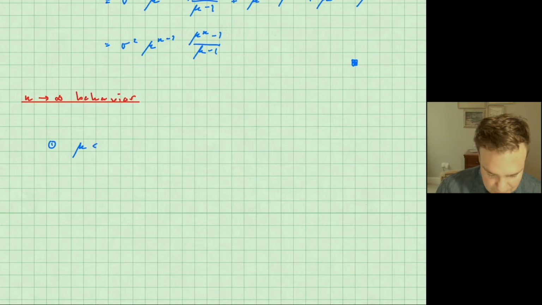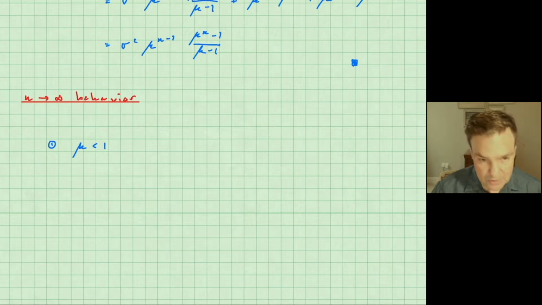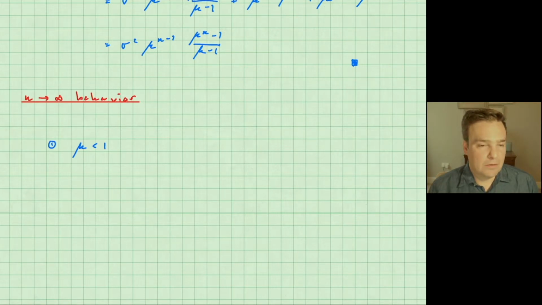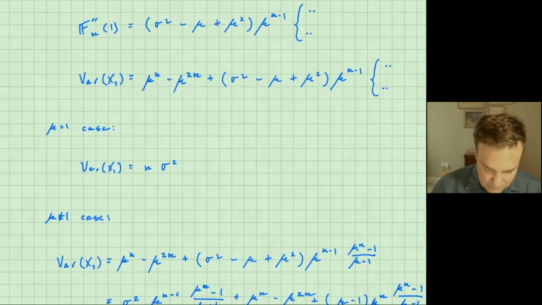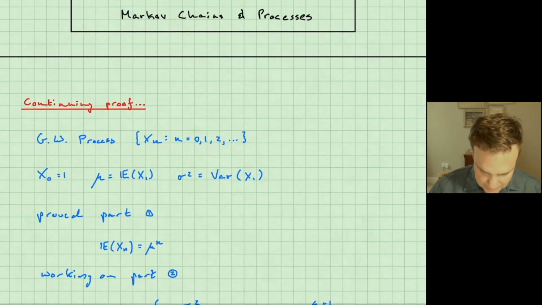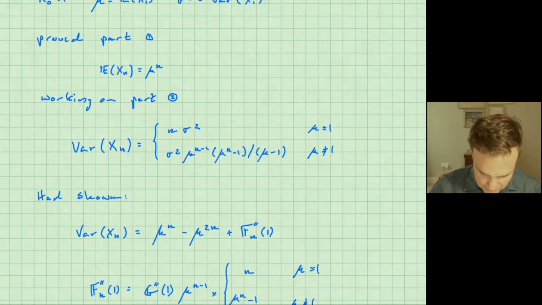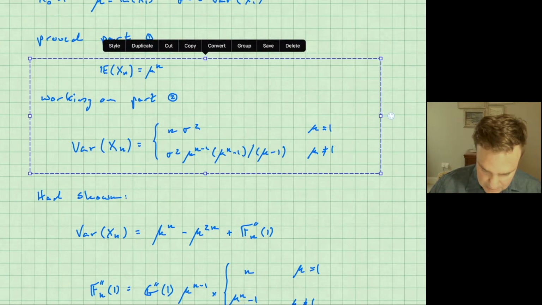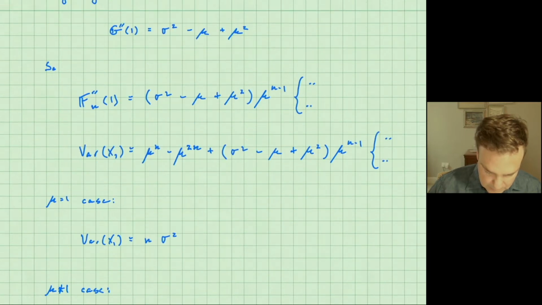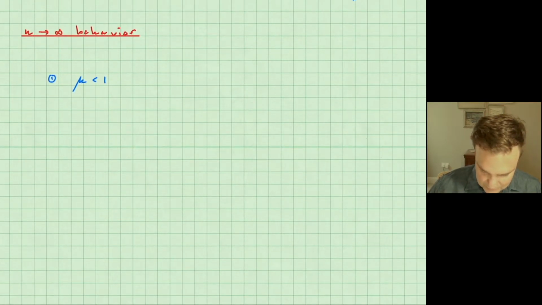Okay, so let's think about first the case where mu is smaller than 1. So this is where the expected value of the offspring distribution is smaller than 1. So if that happens, if we go back up to our formula, let's grab the results just here, bring them down here and put them off to the side so we can discuss them.